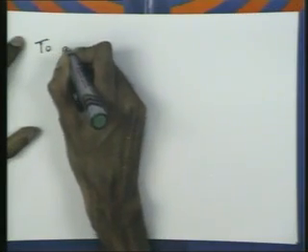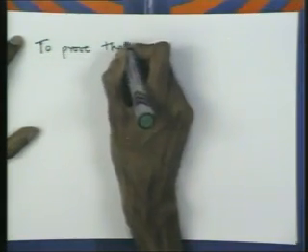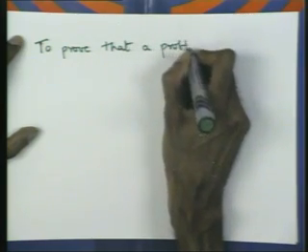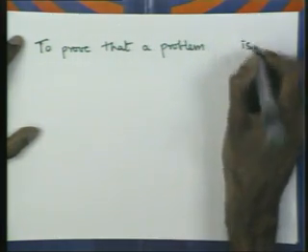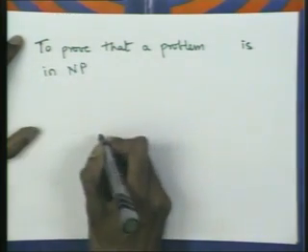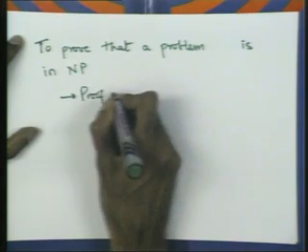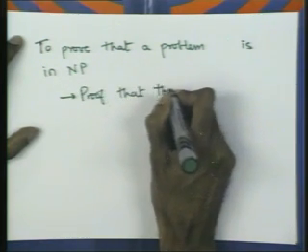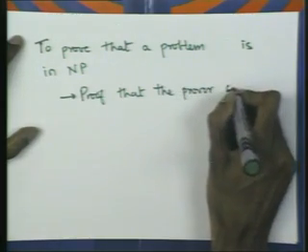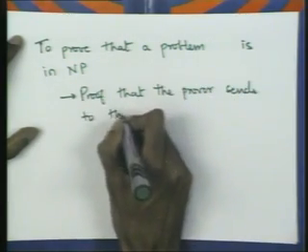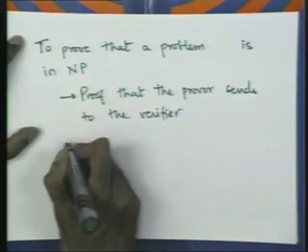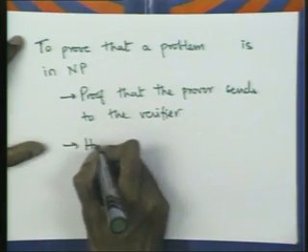So to prove that a problem is in NP, you need to do two things. You have to say what the proof is that the prover sends to the verifier, and then how does the verifier check?